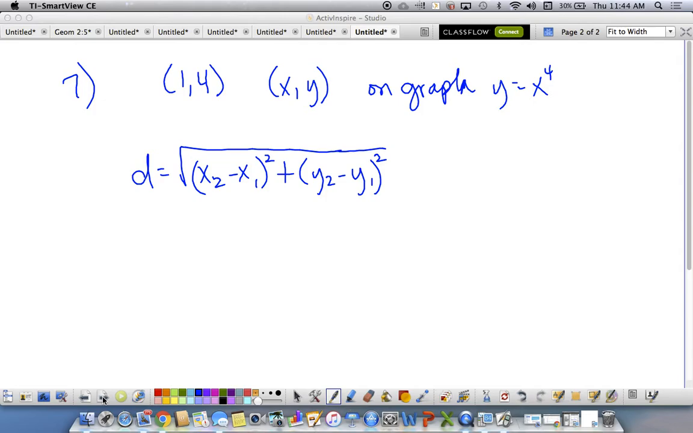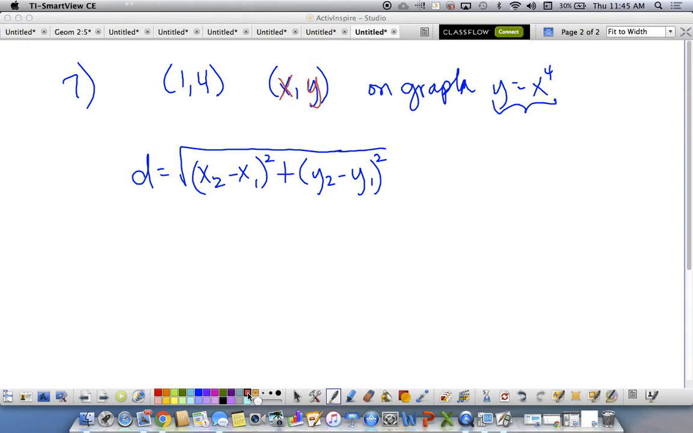So do we have an x and a y? Do we have two x and y's? Oh, wait, it says as a function of x. So where in the world does this thing come in? Y equals x to the 4th. Here. If you have an x and you have a y, and we need to plug things in, what are we plugging in? X minus 1.